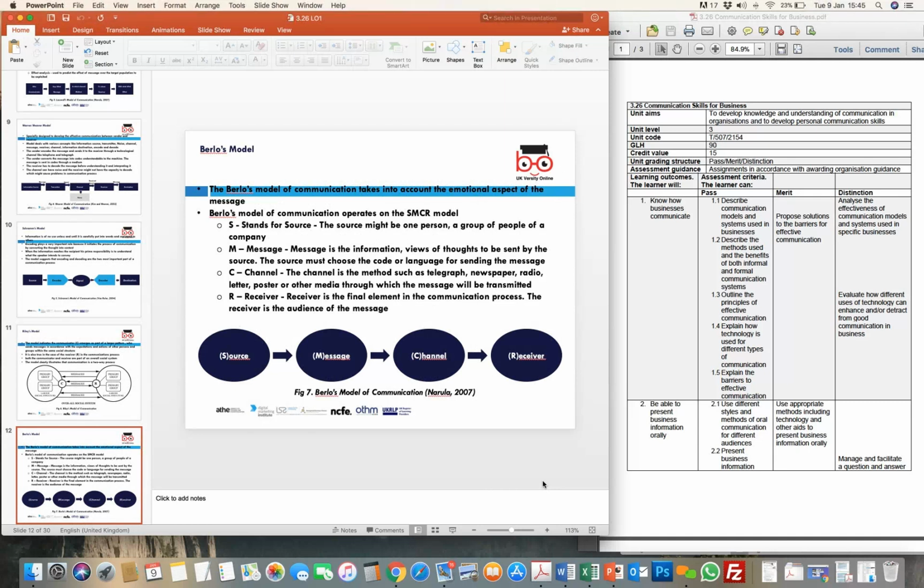Now in Berlo's model of communication, we basically take into account the emotional aspect of the message. A simple example, the model is very similar to all the other models that we look at. If you have a serious piece of information, say somebody has passed away in somebody's family and you want to communicate that information, you would respond back or offer your condolences, but you offer it in a certain manner, and this basically tends to encompass the emotional aspect of the message of the person going through that situation.